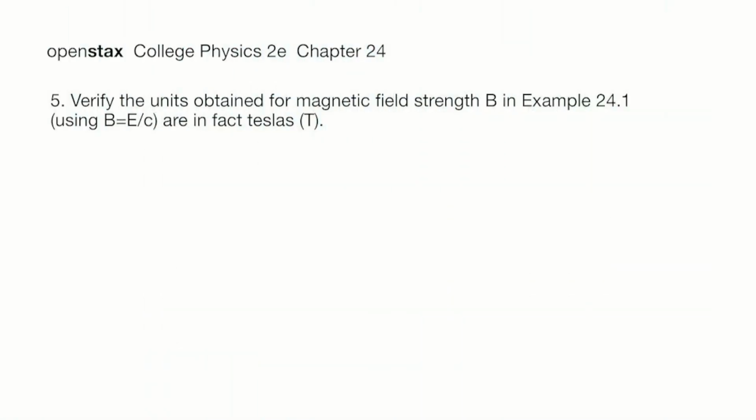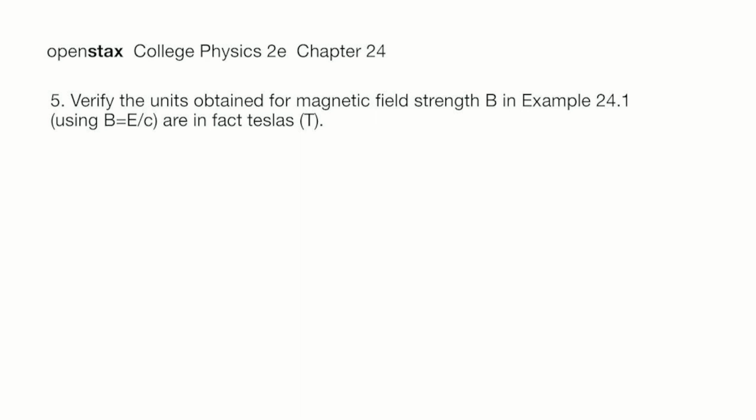In this problem, we need to verify the units obtained for magnetic field strength B. In the given example, that example uses the equation B is equal to E divided by C. We need to verify that E divided by C does in fact give Teslas as units.